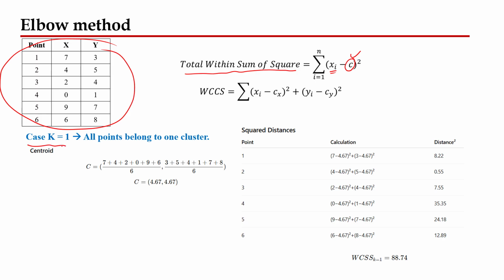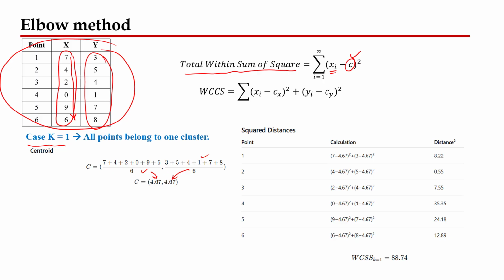For the elbow method, I am considering three cases. In case one, I am considering that we have all the data points in one cluster. So that means we have only one cluster. So against this x variable or the x feature, the center point is going to be the average of this one, which means we add all these numbers divided by 6, and we get 4.67. Similarly, we add these numbers divided by 6, and we get the average of this one number.